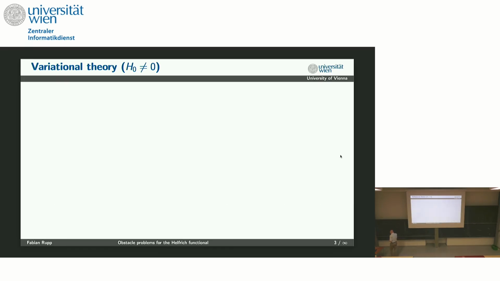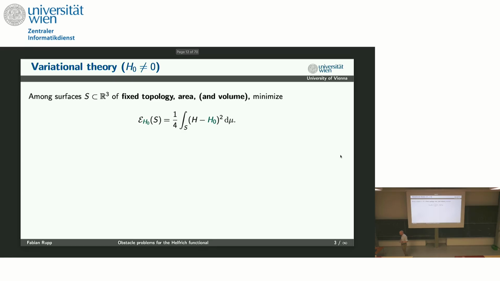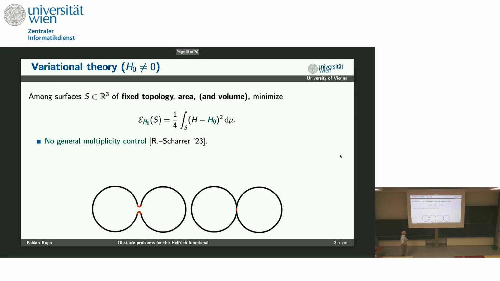There has been some progress on the variational theory in the past years. For the sake of time, I'm restricting to the case where the spontaneous curvature is non-zero. Here is again the model, and as usual for a geometric problem, we fix the topology. So S is a closed surface here for me, so no boundary, compact, oriented, of fixed topology. So the topology is then just given by the genus. And among such surfaces with area and volume given, we minimize this Helfrich energy.